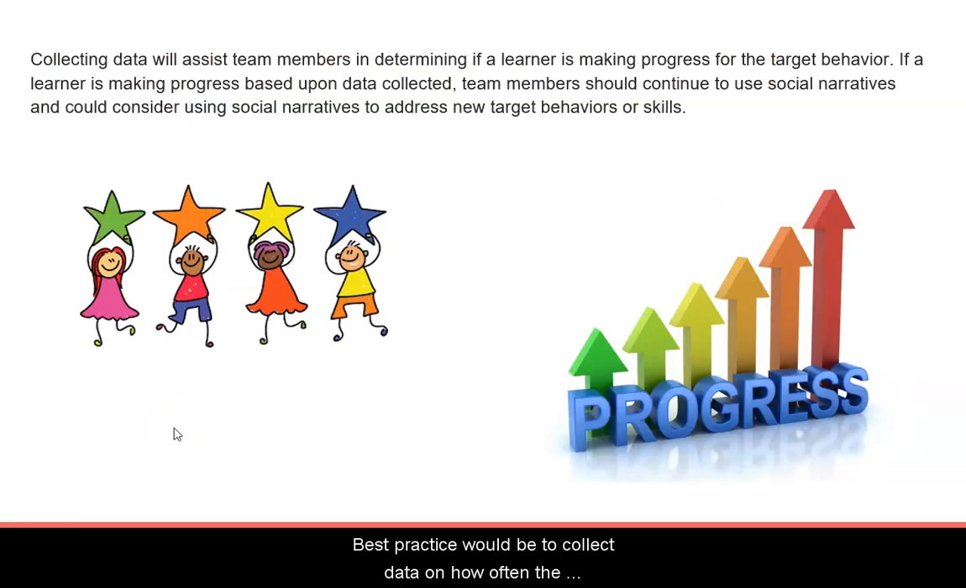Best practice would be to collect data on how often the social narrative is being used, as well as how often the student is having success in the identified social situation. The data will be able to determine if the intervention and use of social narrative is working for that student, or if things need to be modified or changed.